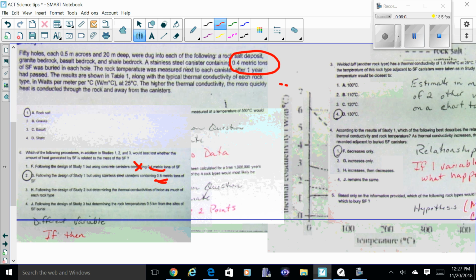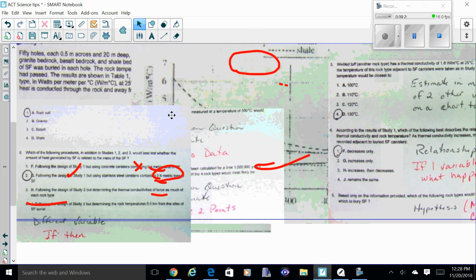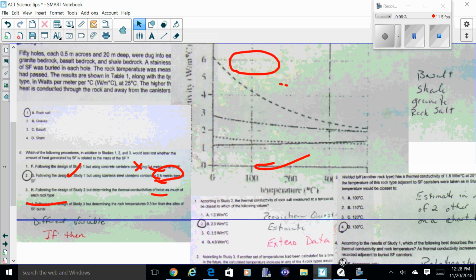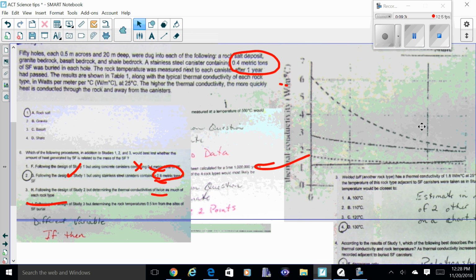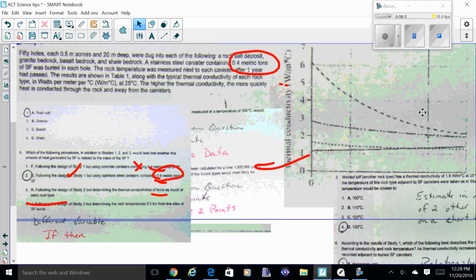Number 3, using the design of study 2, determining the thermal conductivity with twice as much of each rock. Well, that sounds like a great idea because I would be having twice as much mass. But the thing is, study 2, which is stuck behind here, sorry about all this, doesn't have any procedure to it. So therefore, I can't use a procedure that they never gave me. So study 2 is not a good one. Right? So 3 is not necessarily a great answer, even though it's a possibility.